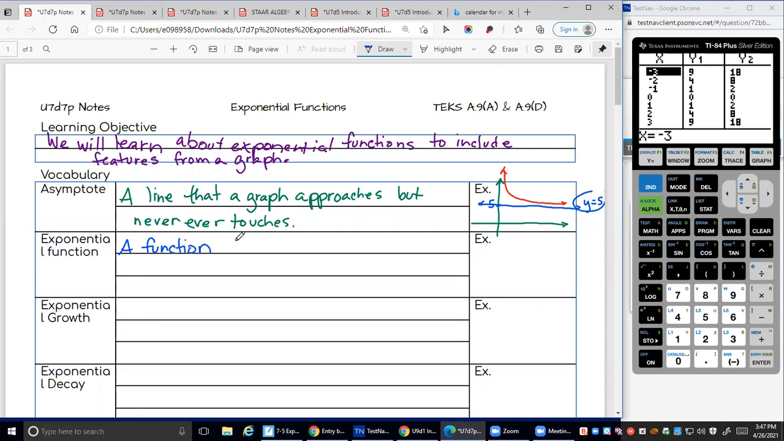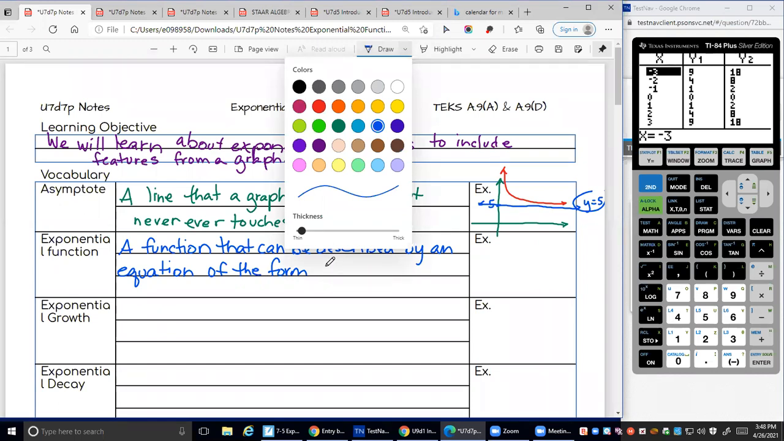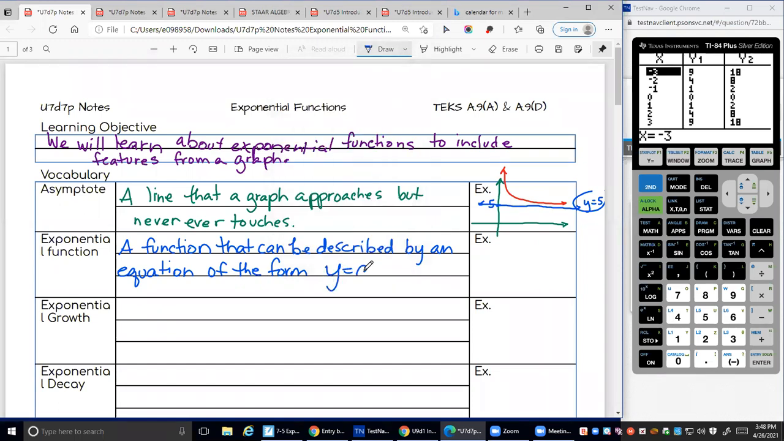Okay. A function that can be described by an equation of the form, and this is important, so I'm going to put it in a different color, y equals a to the power of x. Well, I was going to do it in a different color. I can do it in a different color. Y equals a to the power of x.